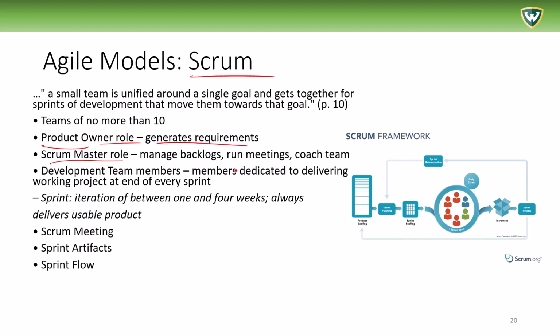The Scrum Master role manages backlogs, runs meetings, and coaches the team and development team members. Members are dedicated to delivering a working product at the end of every sprint. So the work is divided in sprints. A sprint is an iteration of between 1 and 4 weeks where the development is happening. There are Scrum meetings, sprint artifacts, the items that are used to be the sources and the consequences of the development work, and the sprint flow.